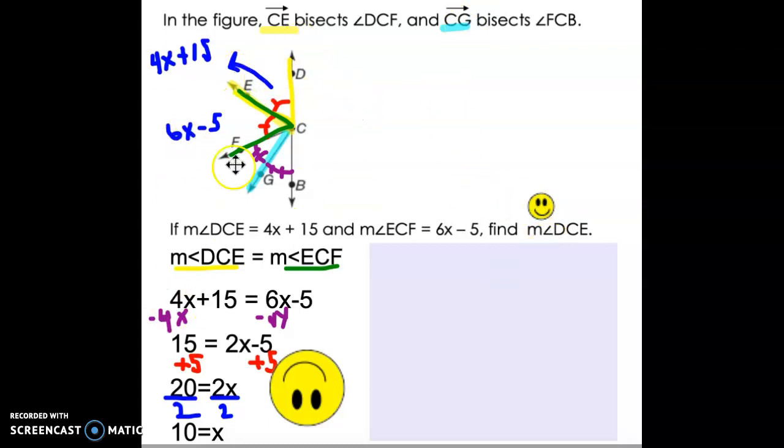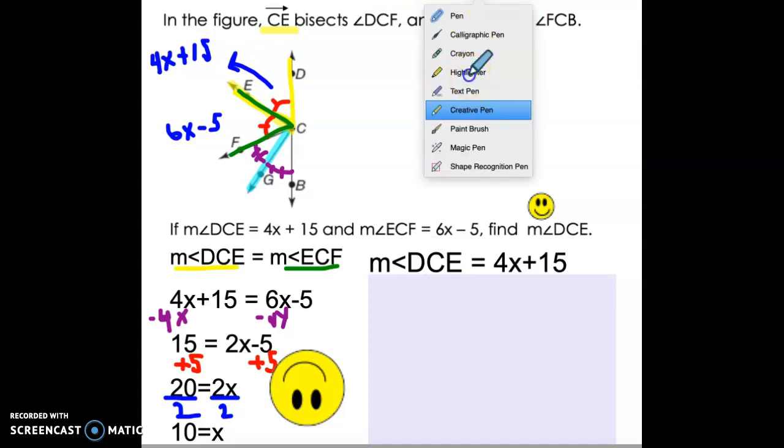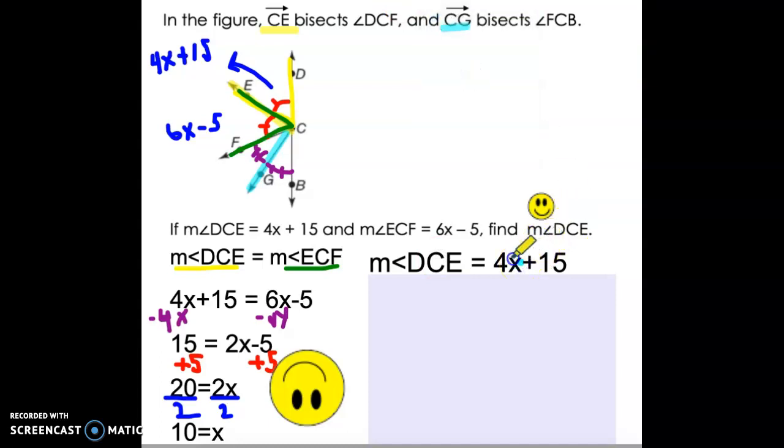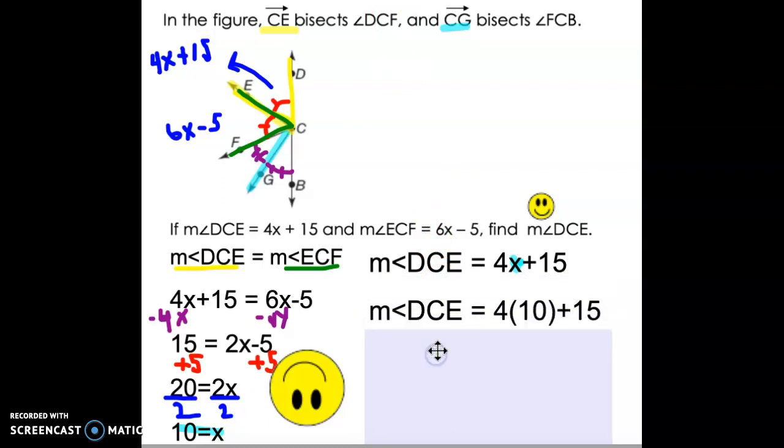What we're going to do is, from the problem, it tells us that the measure of angle DCE is equal to 4x plus 15. But now we know that x is 10. So everywhere we see an x in this equation, we're going to replace it with a 10. So this turns into the measure of angle DCE equals 4 times 10 plus 15, because we know x equals 10.